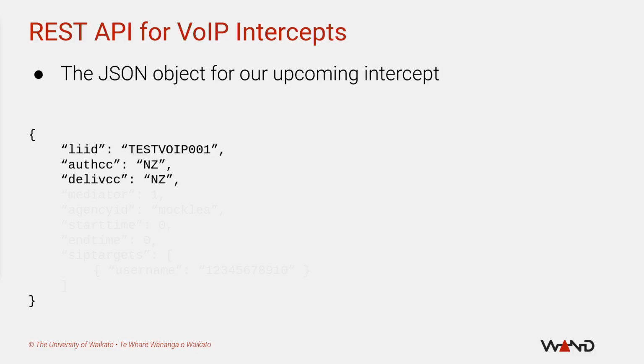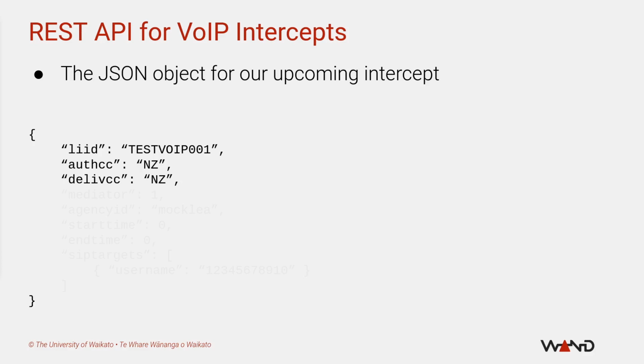The next two properties are the authorization country code and the delivery country code. These are the ISO Alpha 2 country codes for the jurisdiction where the intercept was authorized and where the intercept is going to be delivered to, respectively. In most cases, these two codes will be the same. That is, the country where the intercept was authorized is also the country where the recipient agency is located. But the ETSI standard does allow for multinational cooperation between law enforcement agencies.